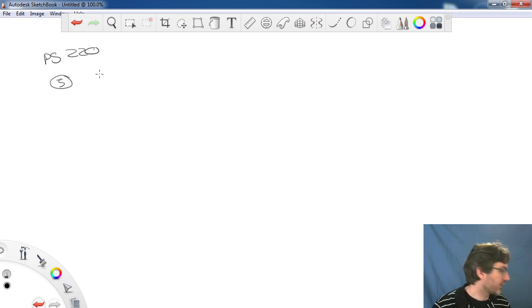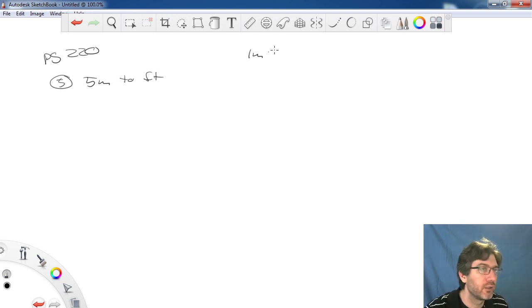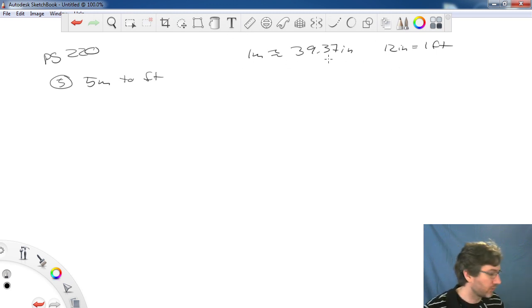Five is asking you, again, some of these might take multiple steps. We want 5 meters to feet. So I want to take meters to feet. Looking over at your table, do we have something that goes from meters to feet? We don't, but we know that 1 meter is approximately 39.37 inches, and you should know that 12 inches is 1 foot. So these are the two conversion ratios that we're going to use.